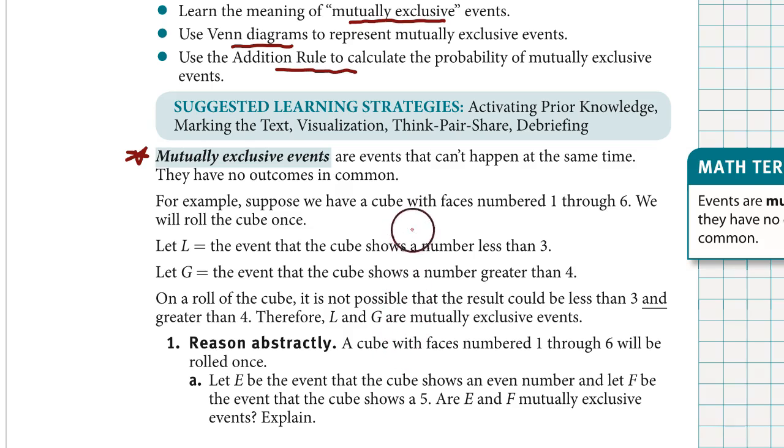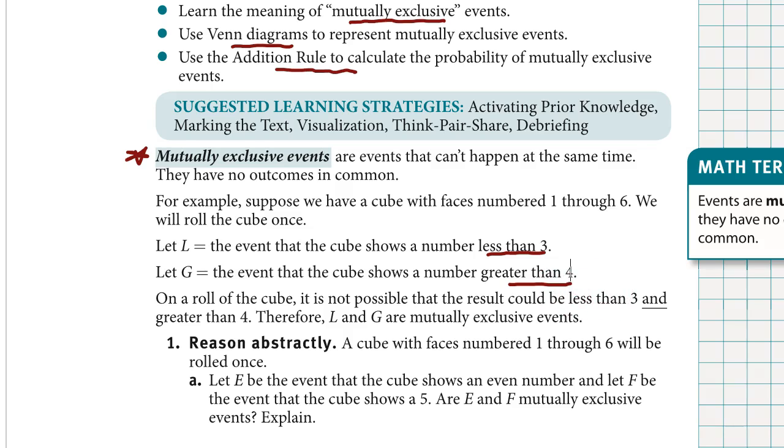Here's an example. Let's say we roll a die with the faces numbered 1 through 6, and we roll only one time. One event is that we get a number less than 3. Another event is that we get a number greater than 4. These are mutually exclusive because these can't happen at the same time. You can't roll a number that's less than 3 and at the same time it's greater than 4.